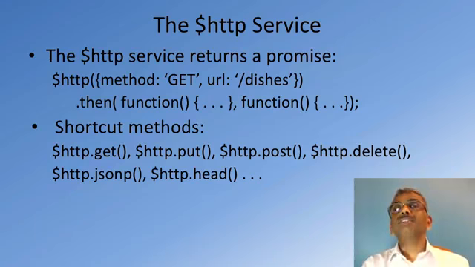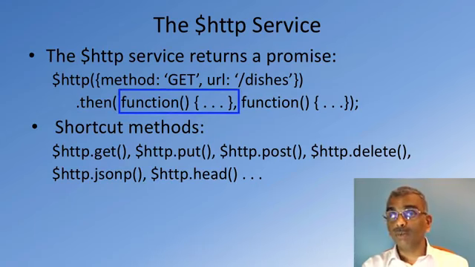So the HTTP service will return a promise. How do you invoke an HTTP service? In general, you can say HTTP, and within braces, you can specify the method that you want it to execute. Remember the methods in HTTP: get, put, post, delete, head, and some others. So you can specify the method, and then you also need to specify the URL. Where is the server that you're going to access, and what is the resource there that you're going to try and access. And then after that, you would specify with a then clause two functions.